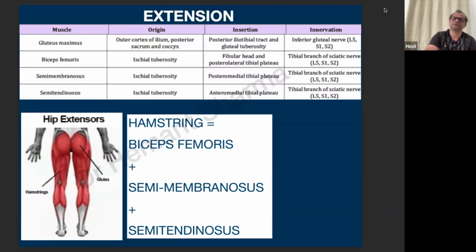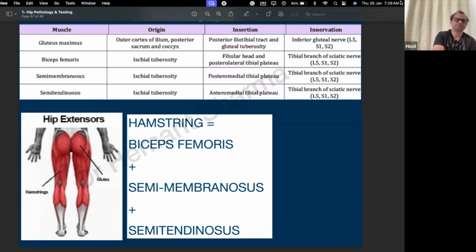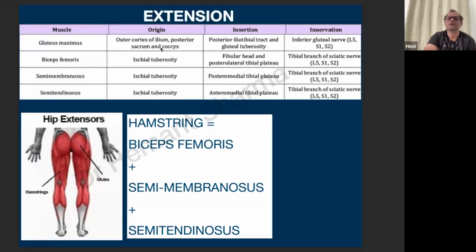अब हम extension की बात कर रहे हैं. The extension of the hip is mainly done by two groups. Number one, gluteus maximus, and number two, hamstring muscle. एक तो gluteus है और दूसरा hamstring muscle है. Now we can see the gluteal is getting supply from the gluteal nerve, and all the others getting supply from the sciatic nerve.